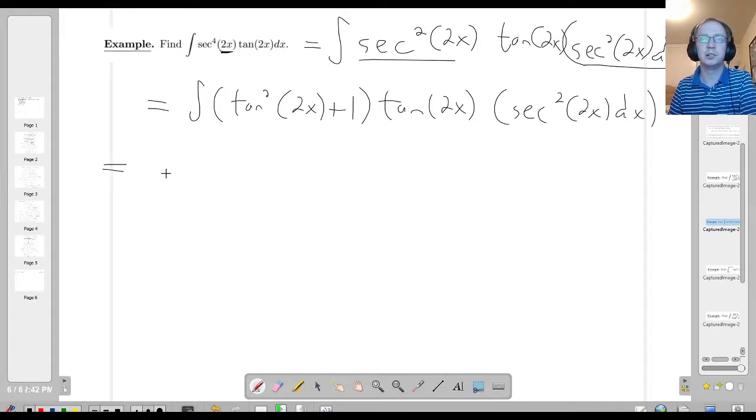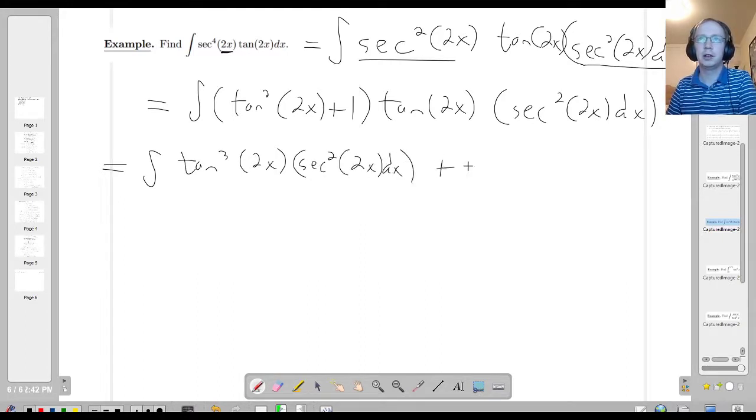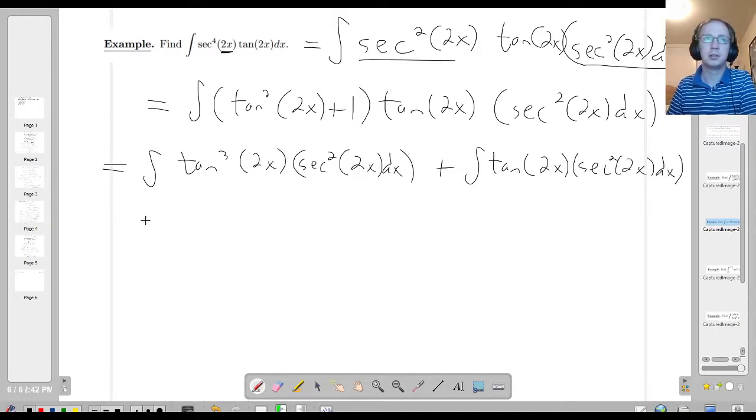Let's break this apart into two integrals. I have the integral of tangent cubed 2x times secant squared 2x dx, and I've got the integral of tangent 2x times secant squared 2x dx. Now remember the whole goal was to have this guy be du. So if du is secant squared 2x dx, working backwards, that means somehow u is going to just be tangent of 2x.